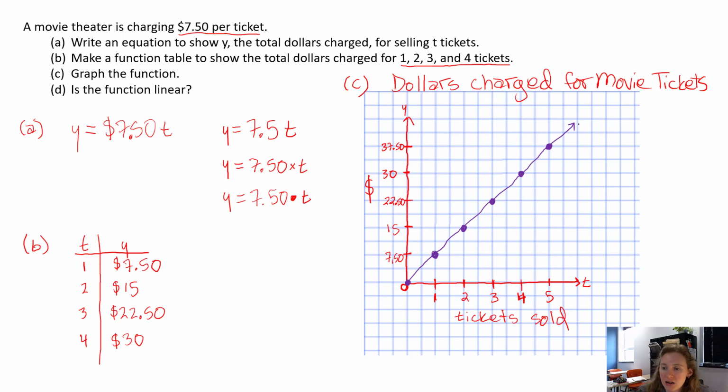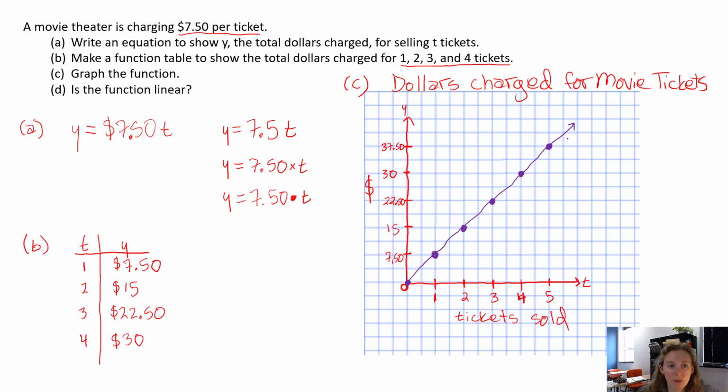And I'm putting the arrow at the end of my purple line here just to show that the relationship continues, right? My graph only went up to 5 tickets, but if I continued counting upwards, right, thinking about more and more tickets, that line would continue upwards.